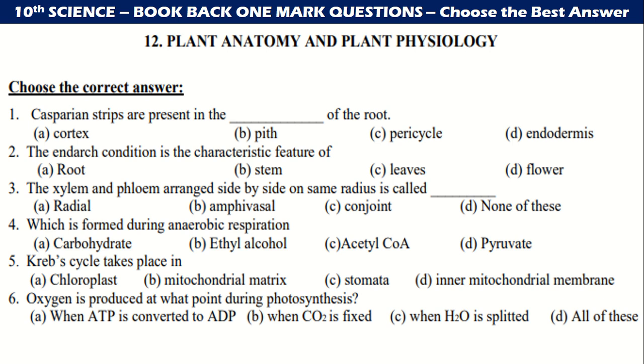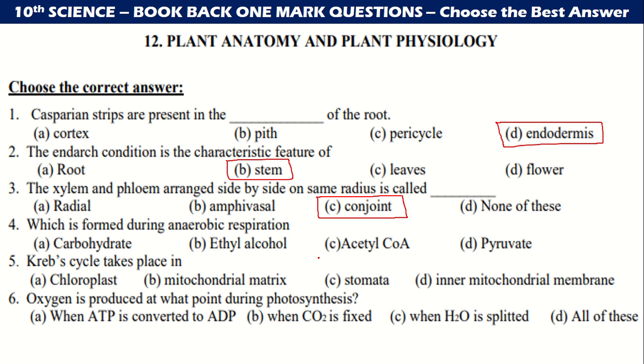So 12th chapter, plant anatomy and plant physiology. Choose. First one is Casparian strips are found in the dash of the root. So where is it found? In the endodermis. Next one, the enlarged condition is the characteristic feature of the stem. Then next, the xylem and phloem arranged side by side on the same radius is called conjoint. So conjoint is what we say for side by side on the same radius.